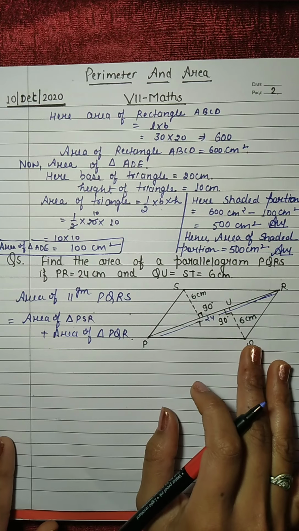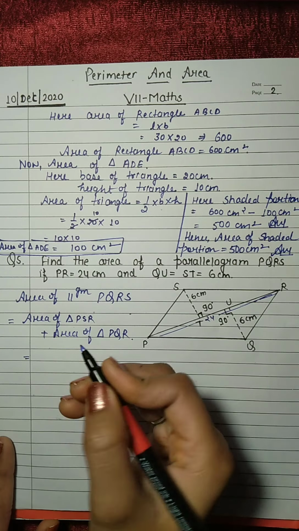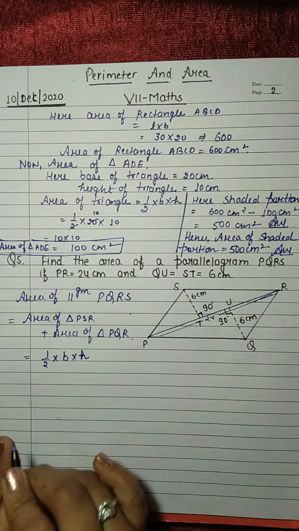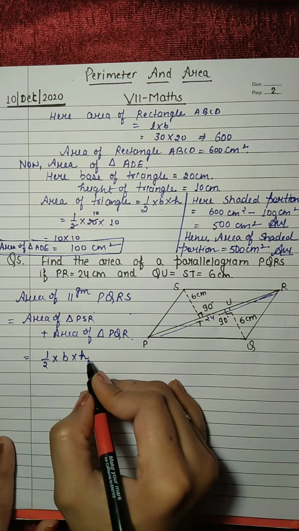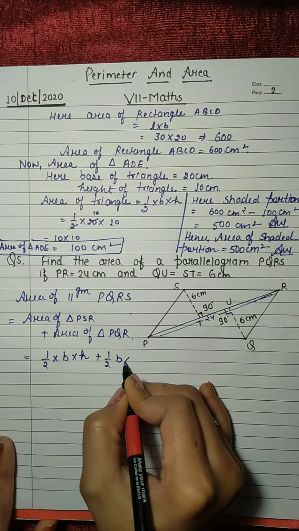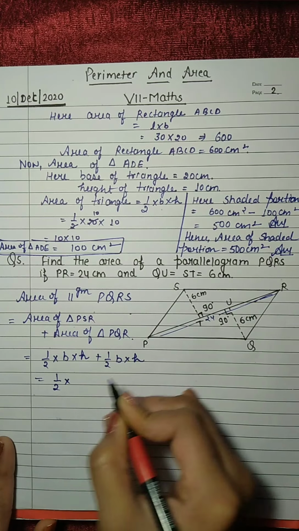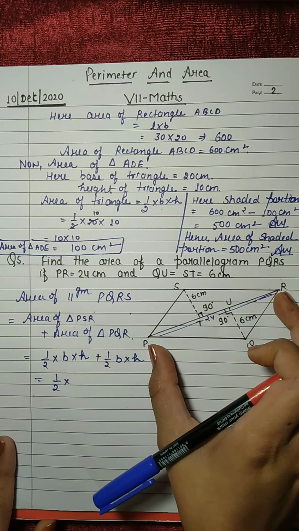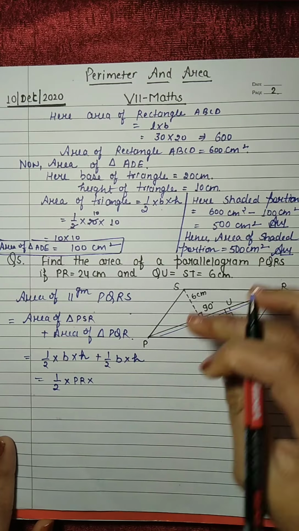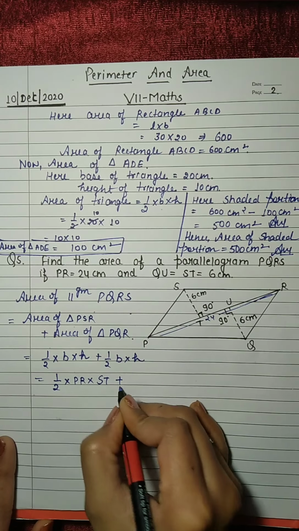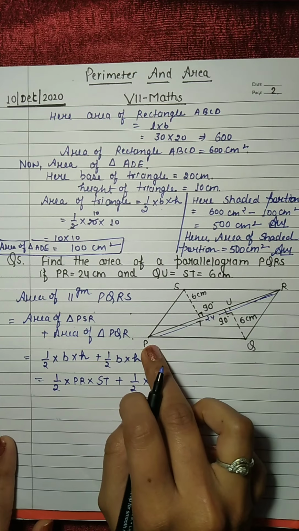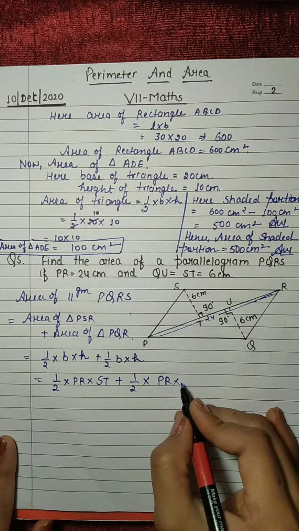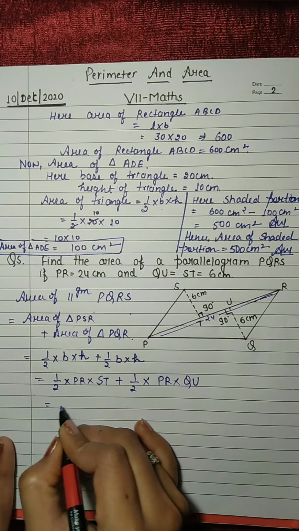Is that clear? So students, as you all know, what is the area of triangle? Student, that will be half base into height. Okay students, any doubt here? So here half base. What is the base of triangle PSR? Student, this is the base. So student, base is here PR and height is here ST. Okay students, plus half base. So students, in triangle PQR, base is here PR, and height is this one, that means QU. Is that clear? So we will put the value of this.